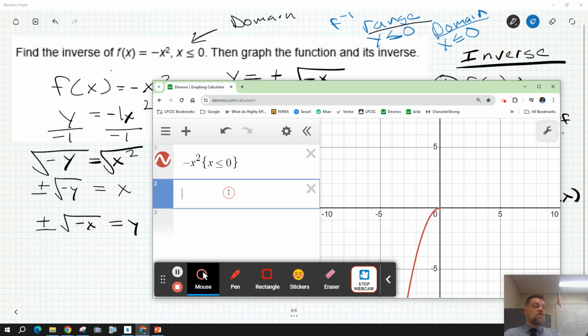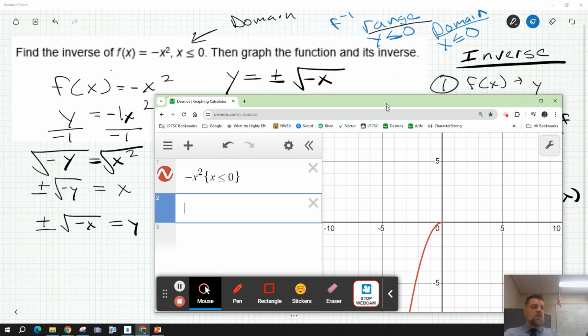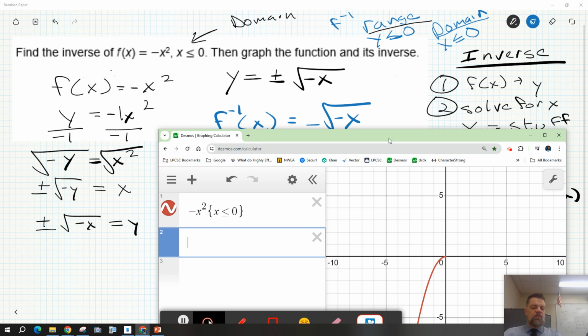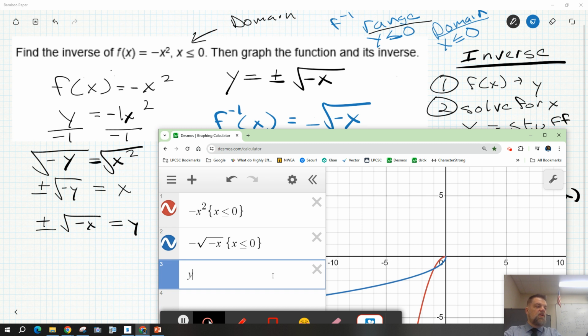Anyways, now f inverse, so that's the domain restriction. F inverse was negative square root of negative x. And again, we have a domain restriction. By the very nature of the function, it has to be less than or equal to 0. See what happens there? And then lastly, to double check for our symmetry, we're going to plug in y equals x.